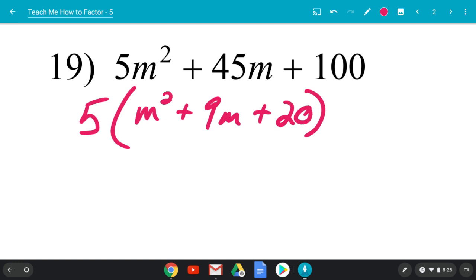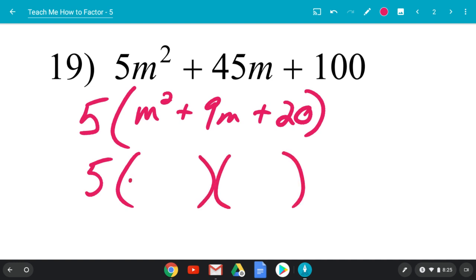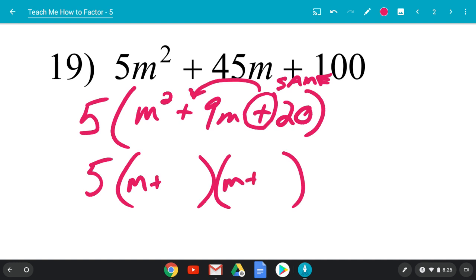So far, so good. Now I'm focused on just inside the parenthesis, just this portion here. And I basically ask myself the same question. Is there a GCF? No. Is there a leading coefficient? No. So split and signs. Split it into 2 sets of parentheses. Put a variable in each. Signs are the same and positive. Plus and a plus.